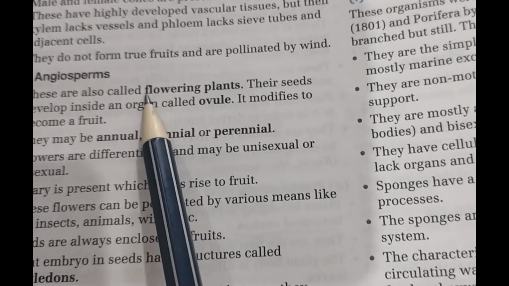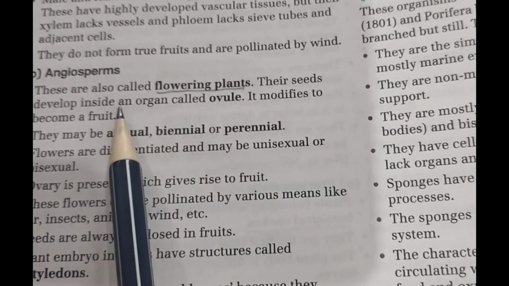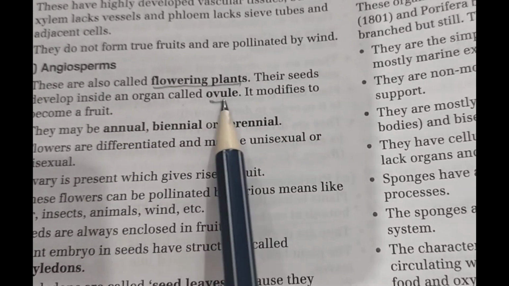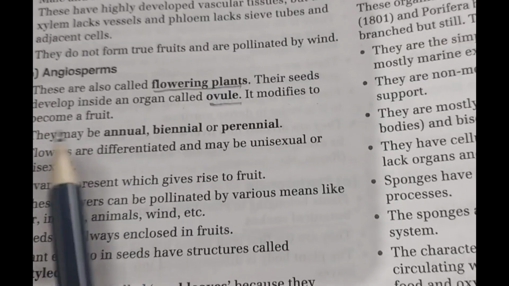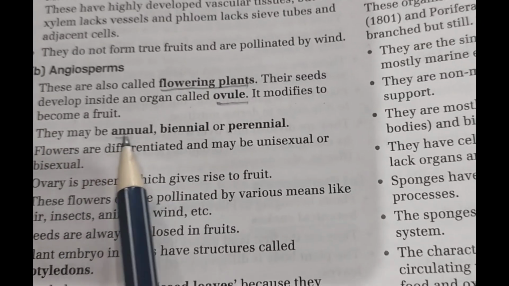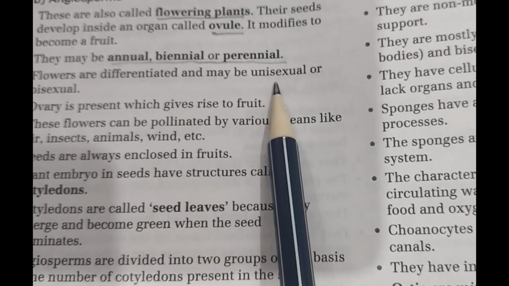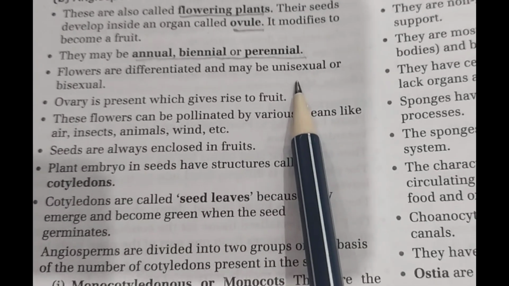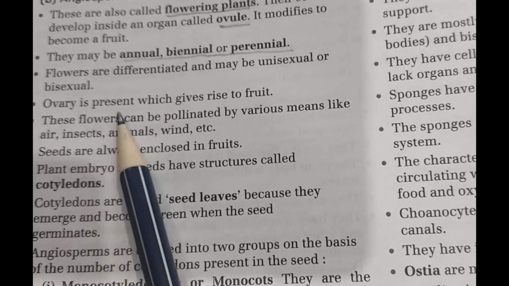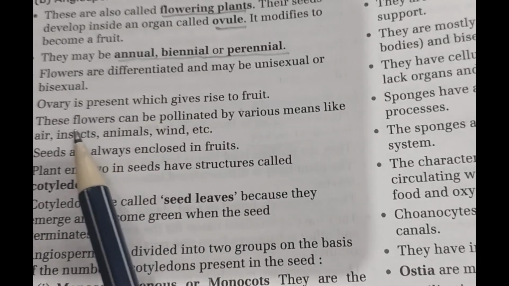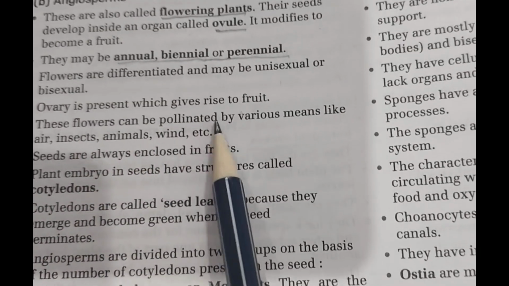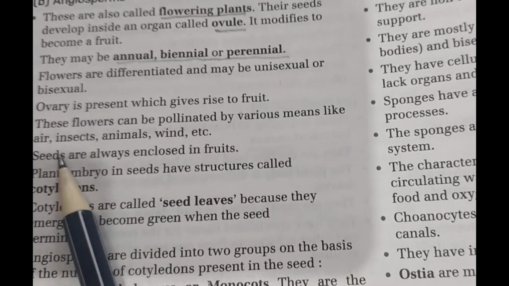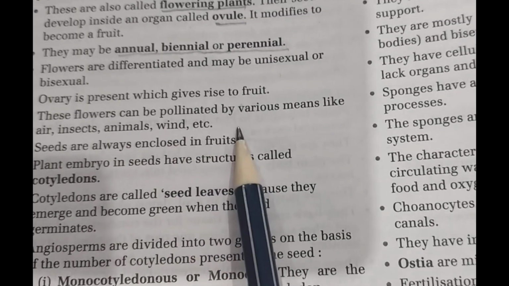These are called flowering plants. Their seeds develop inside an organ called ovule. It modifies to become fruit. They are annual, biennial and perennial. Flowers are differentiated and may be unisexual or bisexual. Ovary is present which gives rise to fruit. These flowers can be pollinated by various means like air, insects, animals, wind, etc.